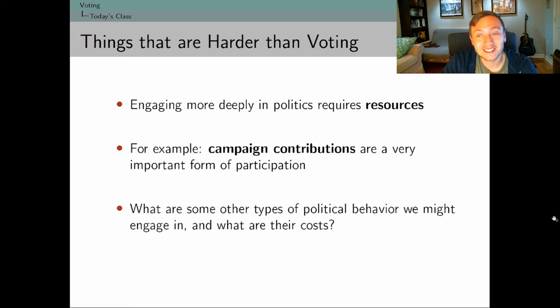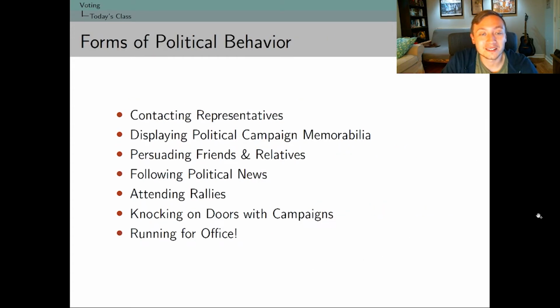There's other costs associated with participating as well, and that being things like contacting your representatives. That takes time and effort, and you need to become informed on issues in order to write them a letter. Maybe displaying yard signs and campaign memorabilia. You have to go through the effort of going and obtaining those, sometimes paying a small amount of money to be able to put those signs up. Persuading friends and relatives to vote the way that you'd like them to vote, that takes obviously a tremendous amount of effort. And in some cases, it's a lost cause, right? But that's going to take a lot of your time and energy.